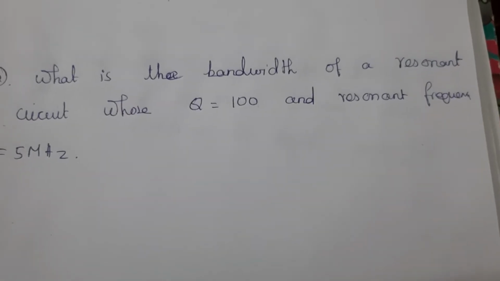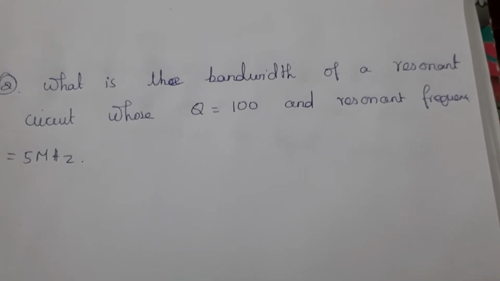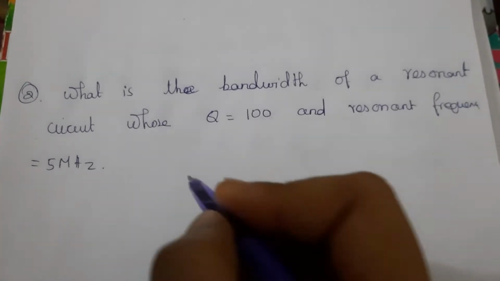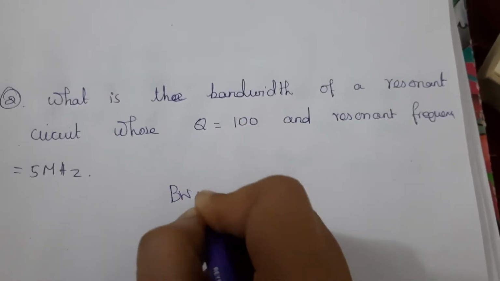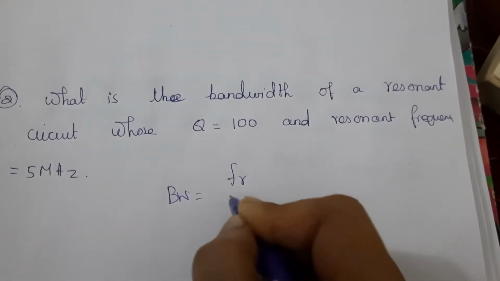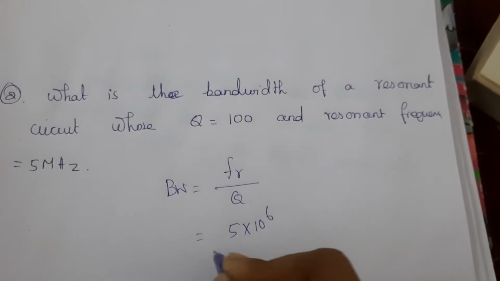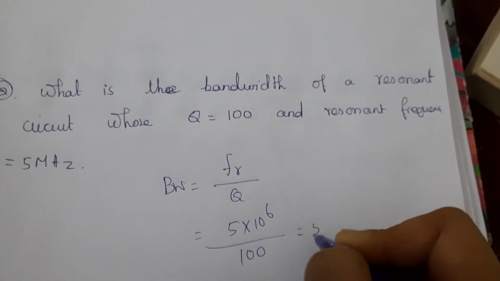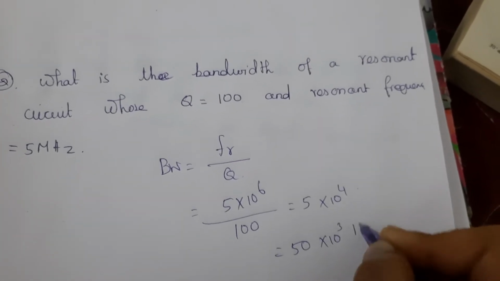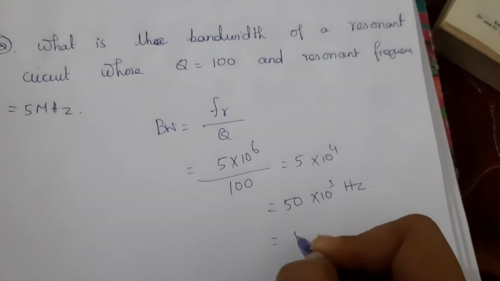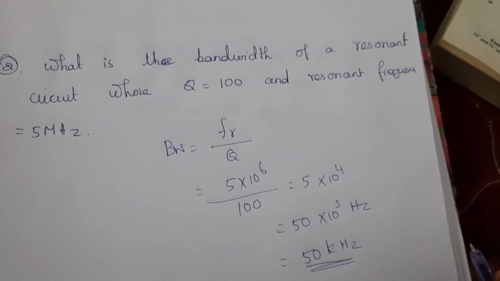Next question, what is the bandwidth of the resonant circuit where Q is equal to 100, Q being the quality factor, and the resonant frequency is equal to 5 megahertz. So we have to find the bandwidth. Bandwidth is equal to resonant frequency divided by quality factor. Here the resonant frequency is 5 megahertz and the quality factor is 100, so that is equal to 5 into 10 to the power 4, otherwise 50 into 10 to the power 3 hertz, otherwise 50 kilohertz. So the bandwidth here is 50 kilohertz.